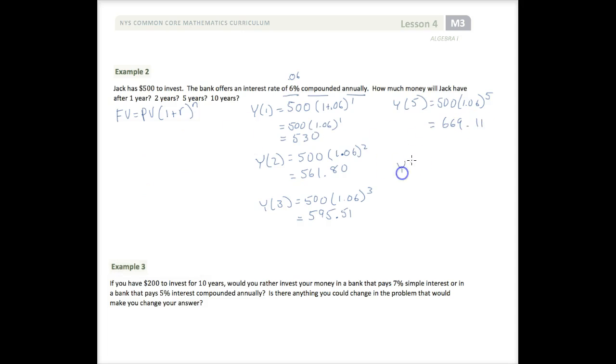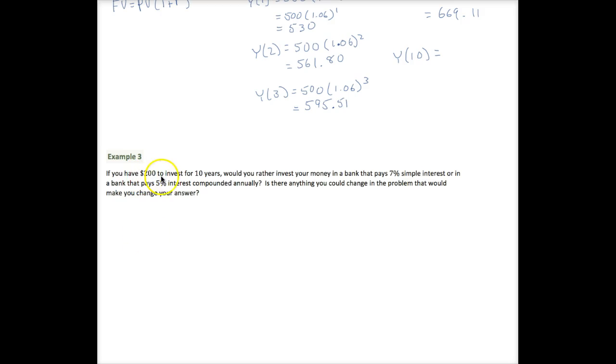And I'm going to let you guys figure out year 10. Your calculator may work quicker than mine the way I'm doing it. If you have $200 to invest for 10 years, would you rather invest your money in a bank that pays 7% simple interest or in a bank that pays 5% interest compounded annually? Well, let's go ahead and figure this out.